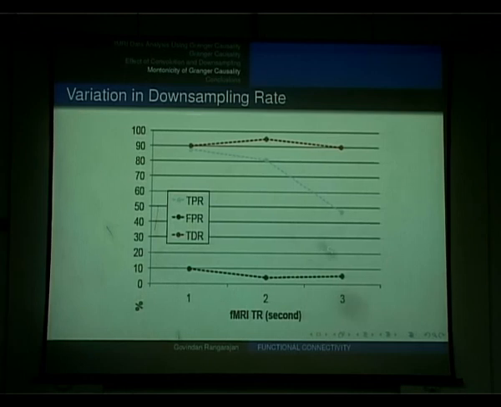But if you are using older fMRI machines which have very low sampling rates, then it can be an issue. You can see that the prediction rate, the correct predictions, drop as you have larger and larger sampling intervals.